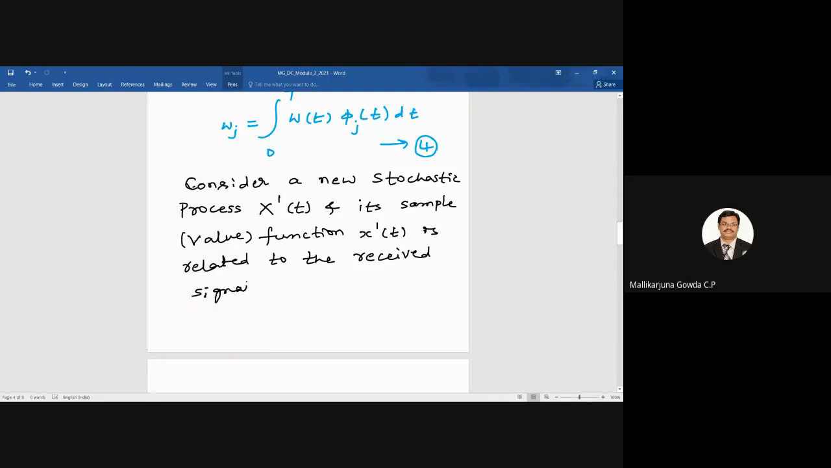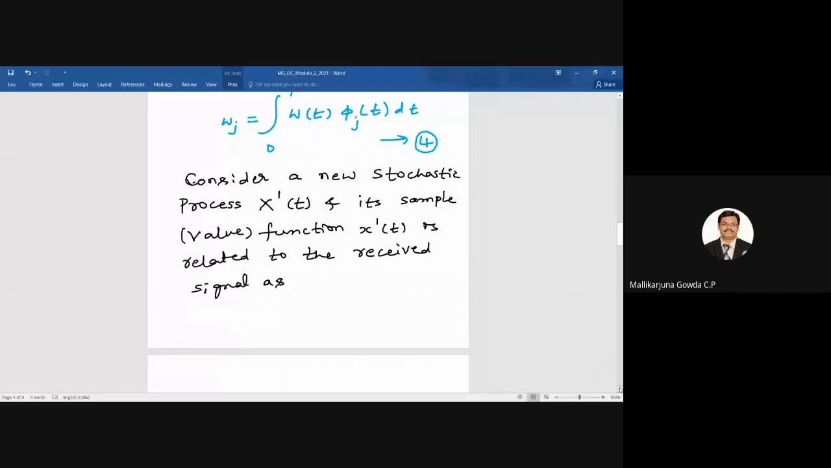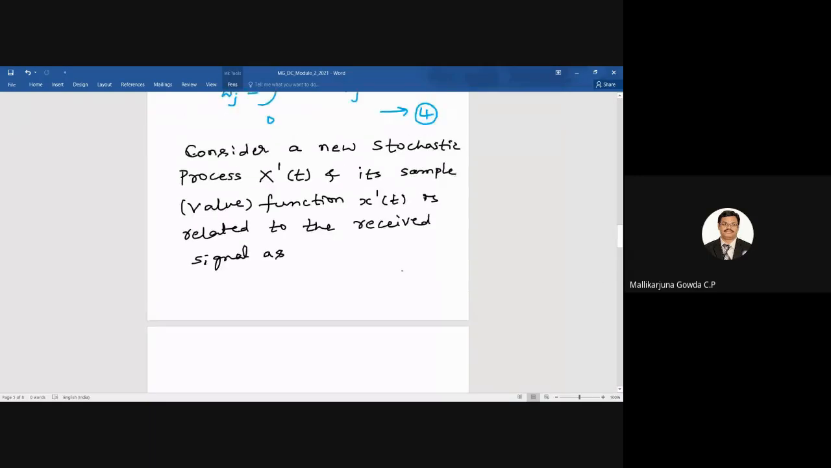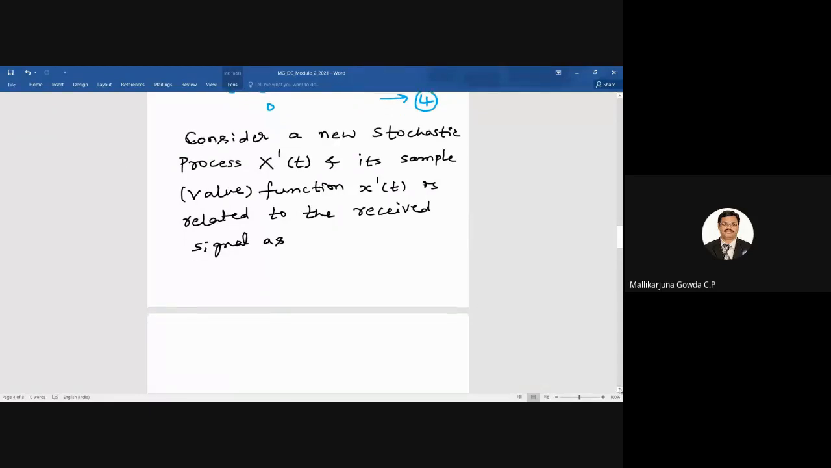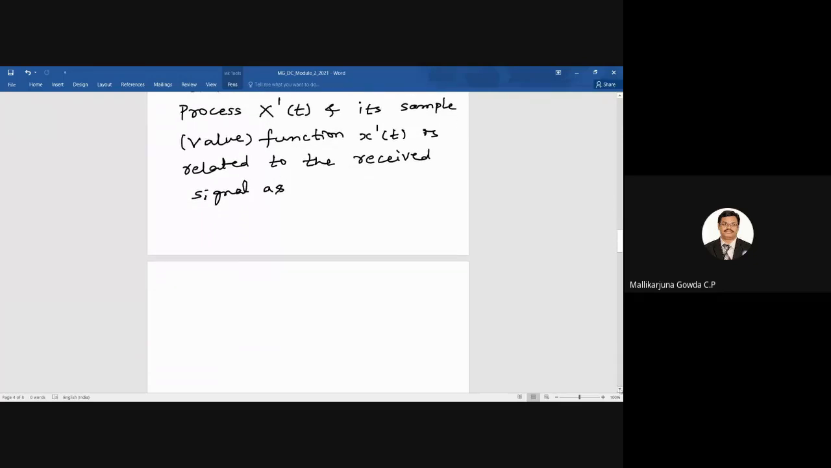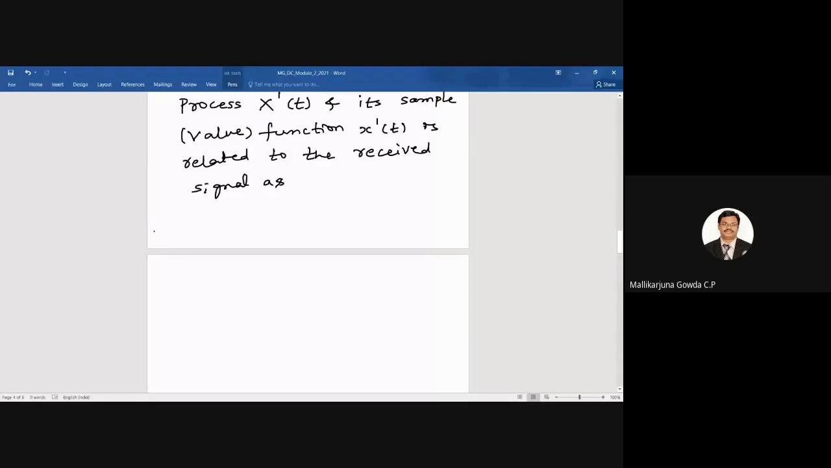What is the received signal with respect to the above diagram? x of t is equal to si of t plus w of t, right? So I have considered a new stochastic process, which I am denoting by capital X dash of t, and its sample function by a small x dash of t. And I'm relating that to the received signal. So how can I relate that?